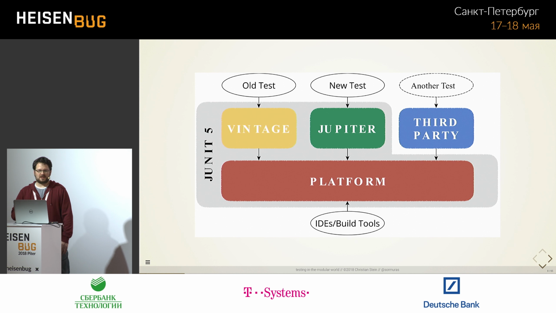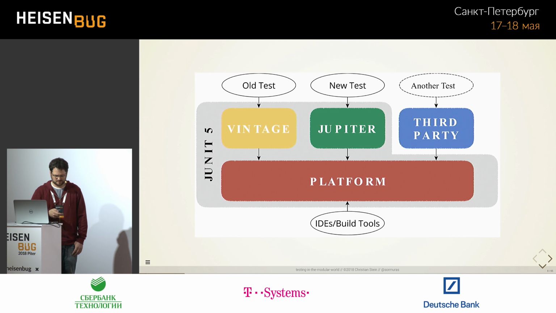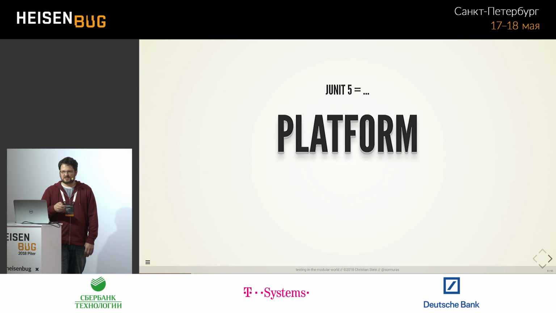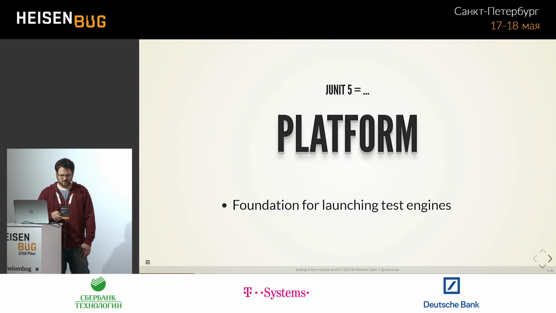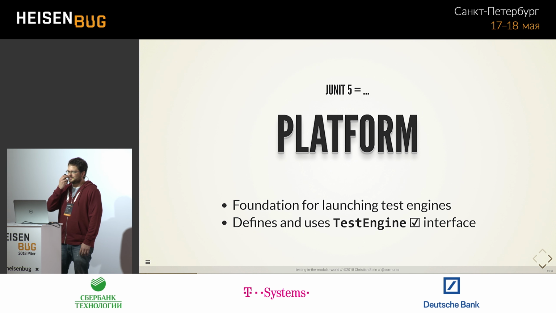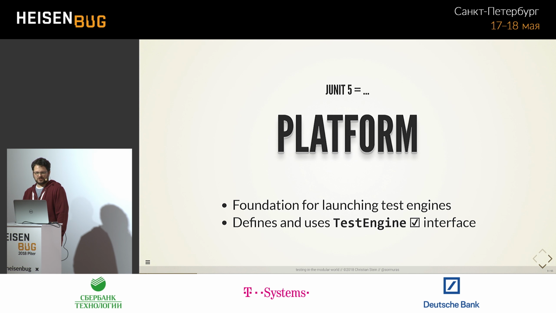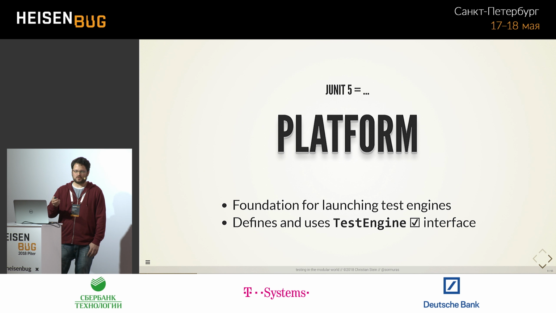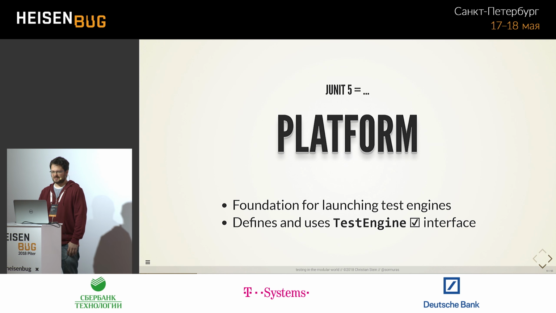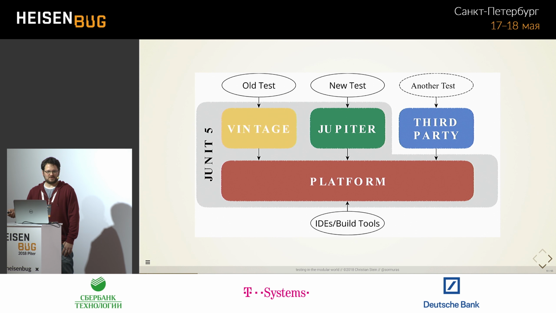So let's dive into the red box, the platform. It's one below, and it's the main interface towards the IDEs and the build tools. So JUnit 5 is composed of the platform, which is the foundation for launching test engines. It defines mainly a test engine interface. 2 methods in it, one to discover tests, one to execute tests. That's it. On the other side of the platform, from top, there are test engines.